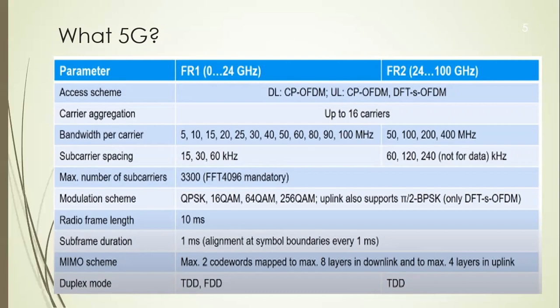Modulation schemes that we use in 5G are more or less the same: QPSK, 16 QAM, 64 QAM, 256 QAM. And it supports pi by 2 BPSK also. The radio frame length is the same as in LTE, it is 10 milliseconds. And the subframe duration is also the same, it is 1 millisecond. In LTE also it is 1 millisecond.